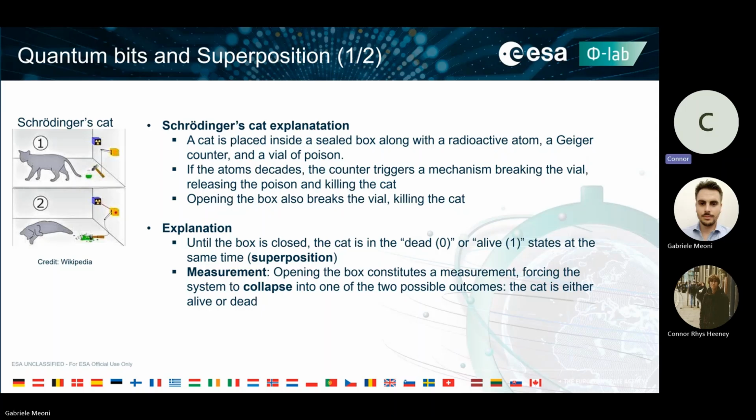Well, just to explain it quickly, for those who don't: you have a cat that is sealed inside a box, and there is a radioactive atom that might decay or not. If the atom decays, a Geiger counter triggers a mechanism that destroys a flask with poison that kills the cat, and poor cat. So if you open the box, a security mechanism will kill the cat anyway. So why is this interesting for quantum computing? Because from a classical perspective, you simply don't know if the cat is dead or alive until you open the box. This is the classical way to see that.